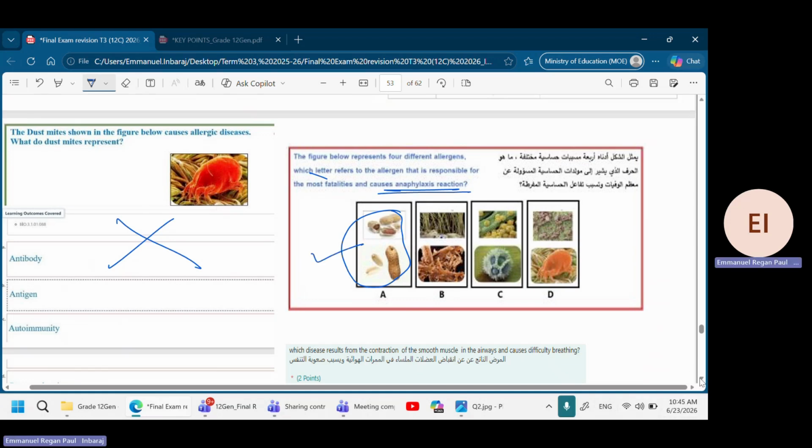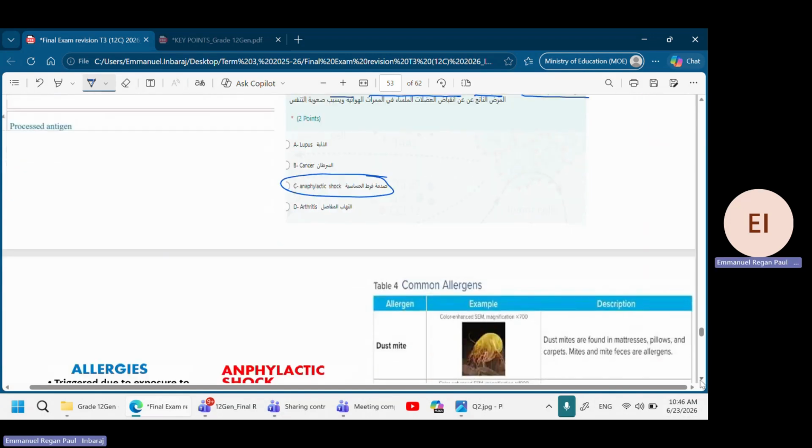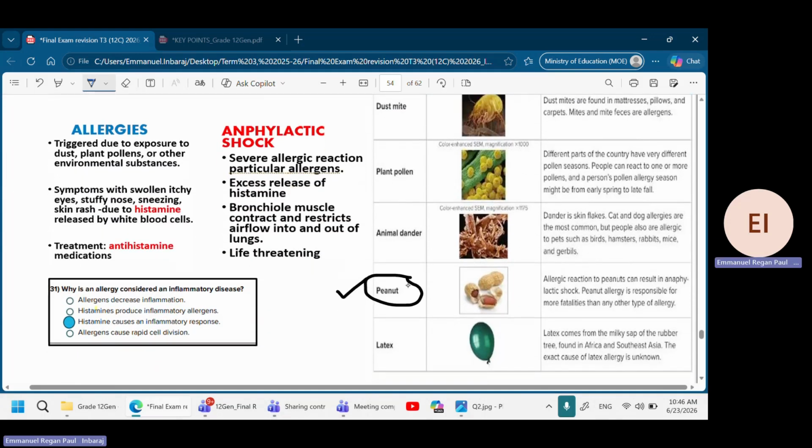All right, next, let's move on to the next one. Which disease results in contraction of the smooth muscle in the airway and causes difficulty in breathing? Difficulty in breathing will be anaphylactic shock. So here also, you need to learn only about peanuts. Don't learn anything else. Why is allergy considered an inflammatory response? Because histamine is released during inflammatory responses.